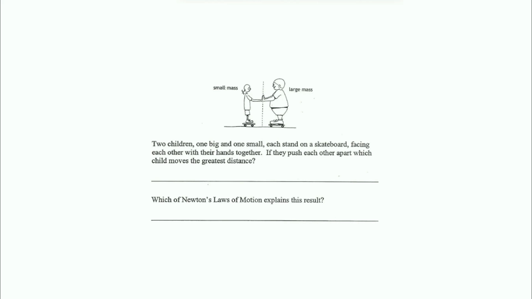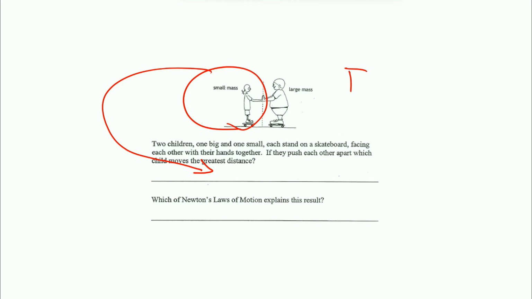We have two people on skateboards, one bigger than the other. If they push apart, which child moves the greatest distance? Straight up, this one. Now this is essentially just like the peg with the two marbles. All right. Now you might think, no, wait, the larger person is going to push with bigger force. No, but the people are pushing off against each other. So essentially, each one is going to be pushed with the same force.